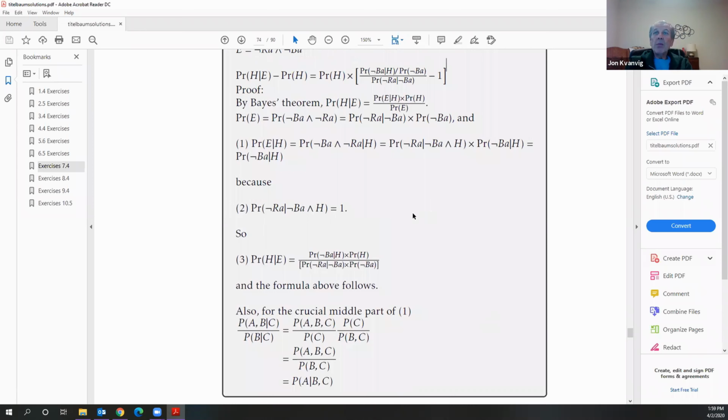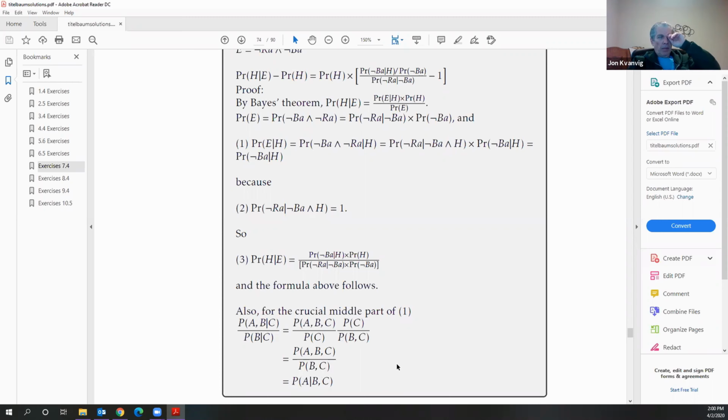Now, the crucial middle part of this proof is right here in line 1. Where did we get that from? All right, here's a proof of that. So we start with the probability of A and B given C over the probability of B given C. And that is the probability of A and B and C over C times the probability of C divided by the probability of B and C, which equals the probability of A, B, and C over the probability of B and C, which equals the probability of A given B and C.